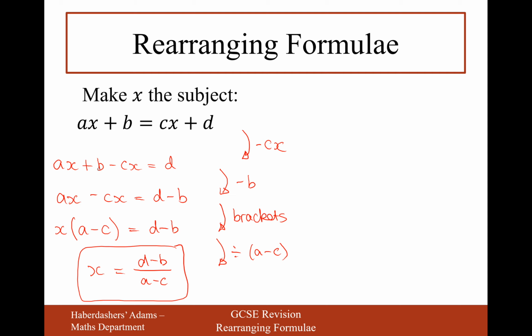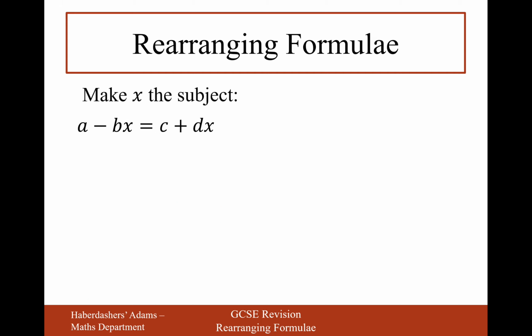So move your x's on one side, whichever side you choose. Then move anything else that doesn't have an x in it on the other side. Then factorize, then divide by the bracket. Let's move on to the next one. So in this case I get to choose which side I put my x's on. And I'd like things to be as positive as possible. I've got dx on this side, positive dx, and I've got negative bx on this side. I think it would be nicer if I move this minus bx and make it positive on the right hand side.